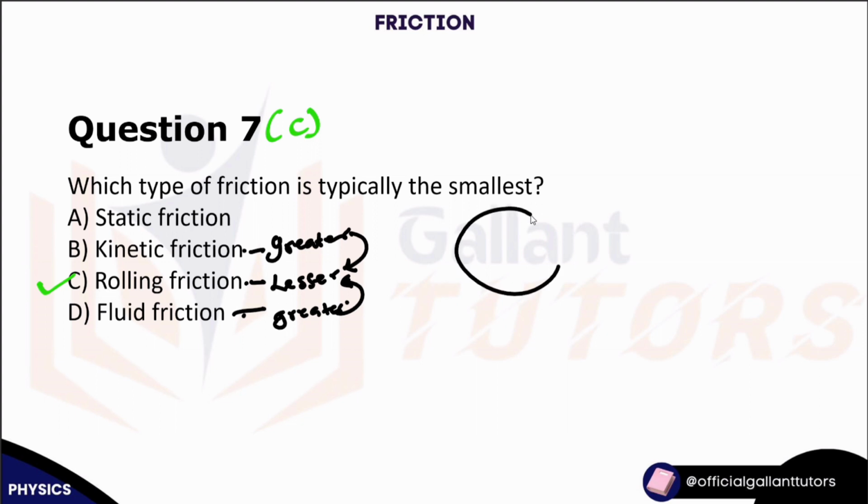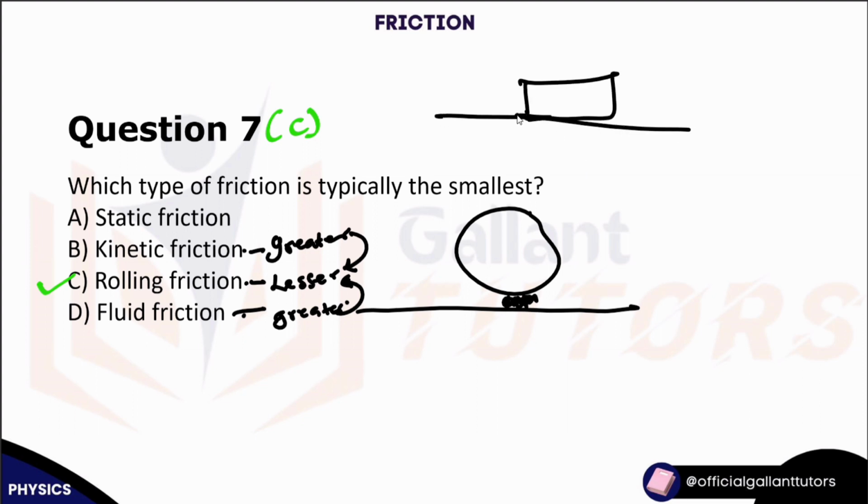Because look at this. Let me just give you an example. Right? There is very little surface in contact. Right? Unlike when we have something like a box. Right? So there is higher surface in contact. There is higher area in contact compared to just this little place. Is that clear? Okay, good.